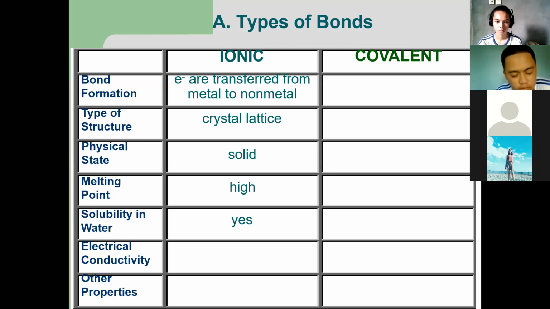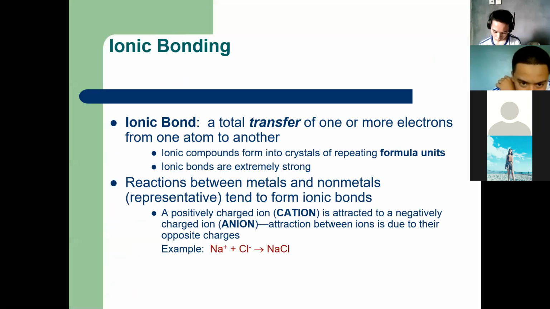sodium and chlorine, creating sodium chloride, which is rock salt. It is soluble in water. If there is electrical conductivity, the answer is yes. And for other properties, there are no other properties. So ionic bond, let's further go to ionic bond, class.